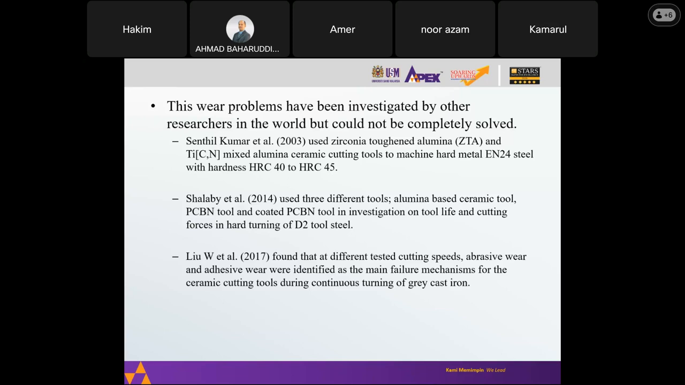He found that the alumina based ceramic tool, maybe he added other material to make the alumina based ceramic tool harder, performed better than the PCBN tool. But others said the brittleness of the ceramic limits its application. And another researcher, Liu, found that at different test cutting speeds, abrasive wear and adhesive wear were identified as the main failure mechanisms for the ceramic cutting tool during continuous turning of gray cast iron. Okay, just three of the various researchers investigating the cutting tool.